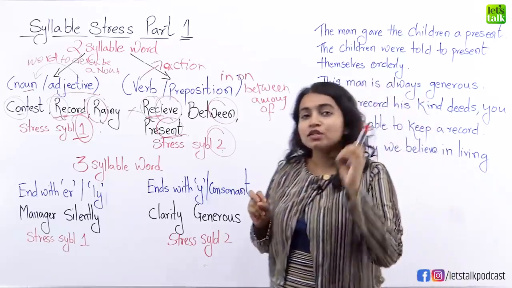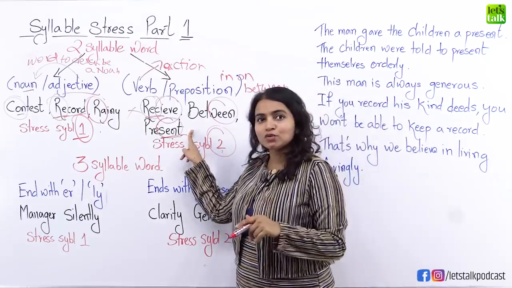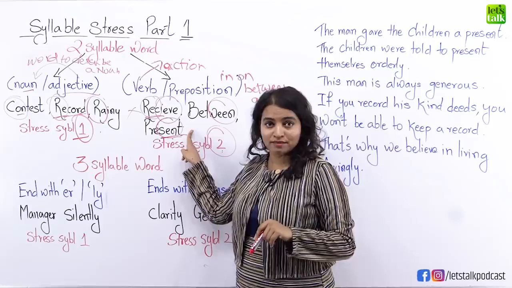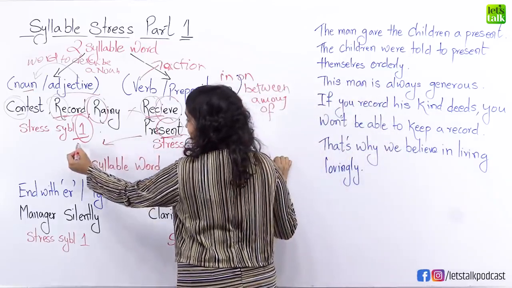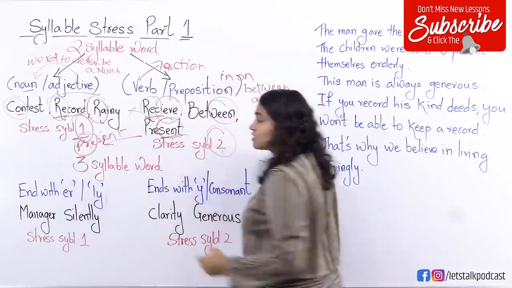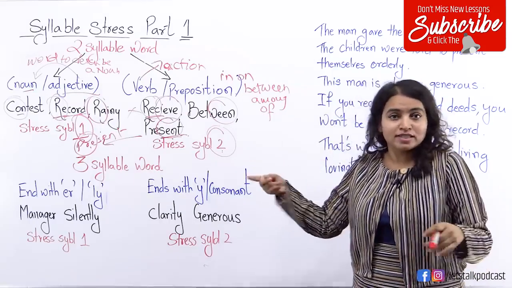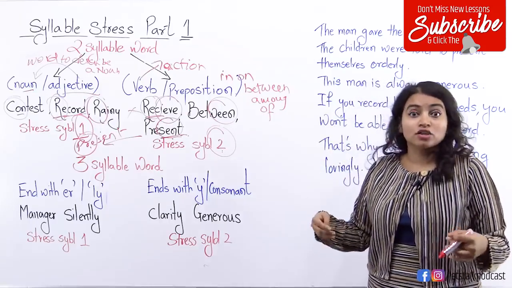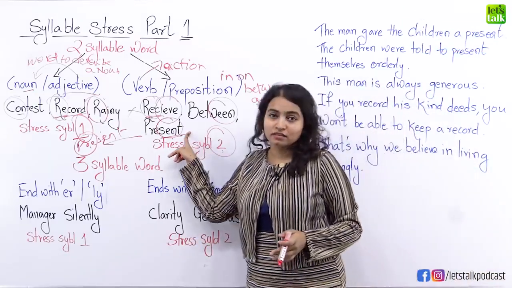Now let me tell you something very interesting. This word can also be used as a noun. Did you know that? So let's say, if I'm talking about this as a noun, I will then stress on the first syllable, and I will say present. Present as in a gift, you know. I get a Christmas present. I cannot say I get a Christmas present.